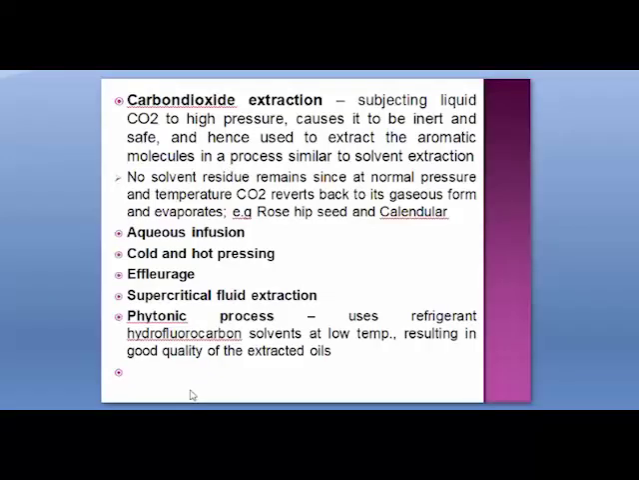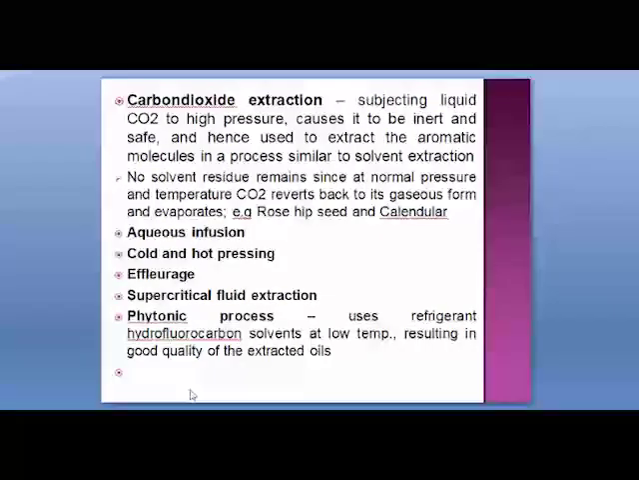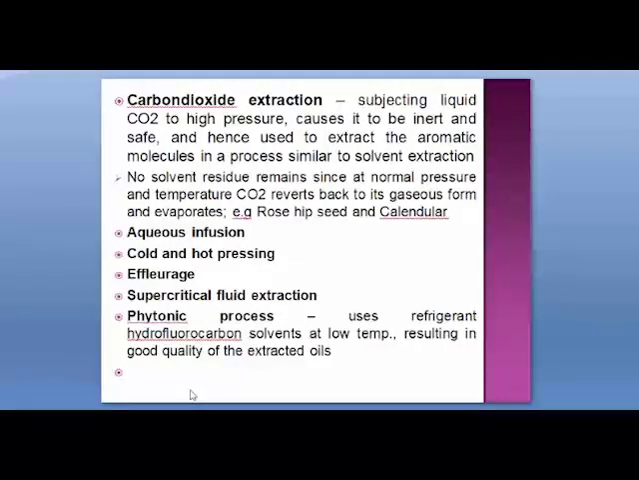Supercritical fluid extraction, this is also more like carbon dioxide. And then the phytonic process uses refrigerants, fluorocarbon solvents at very, very low temperatures. Okay, so you will see that essential oils are very, very sensitive to heat and very, very sensitive to light. So these elements are actually avoided in all these extraction processes.